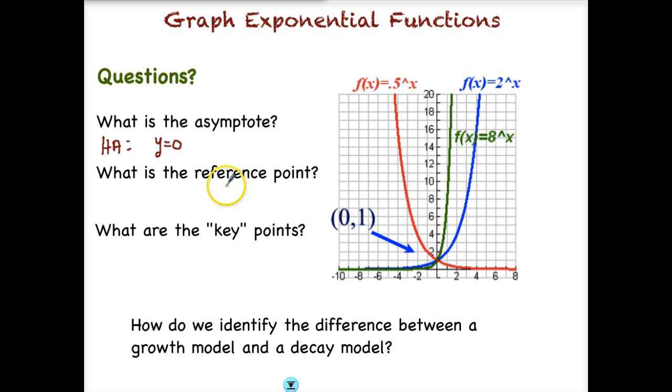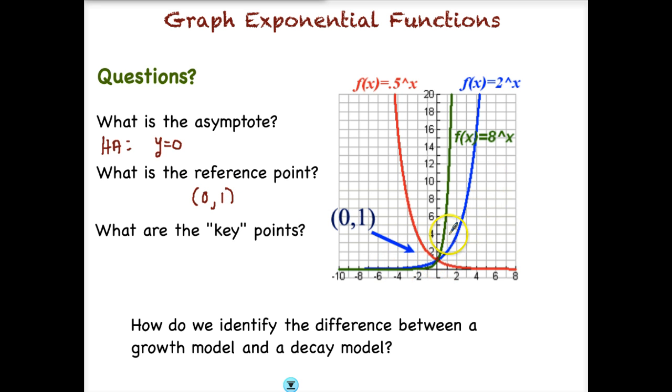What about our reference point? Notice that all of these graphs, no matter if it's y equals 2 to the x, y equals a to the x, or y equals 1/2 to the x, they all cross this key point right here, which is (0, 1). So that's our reference point.